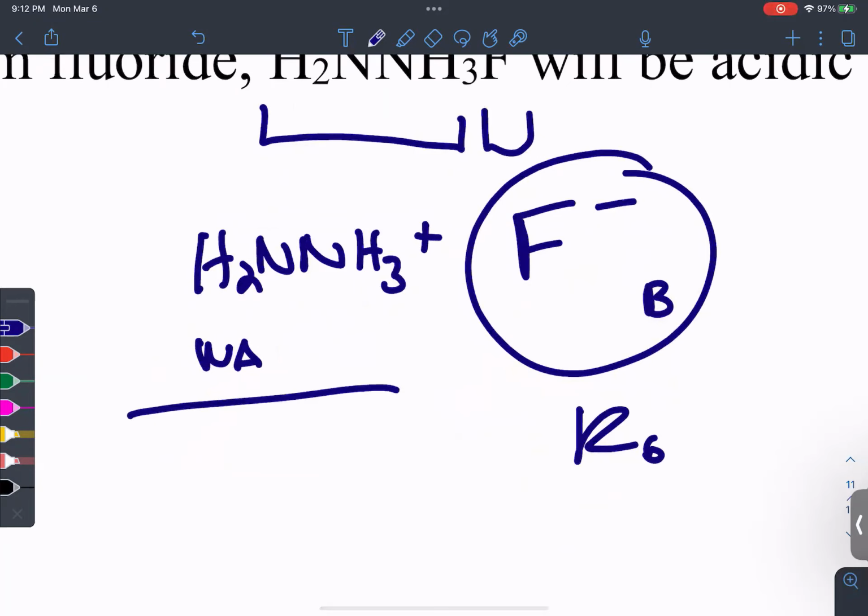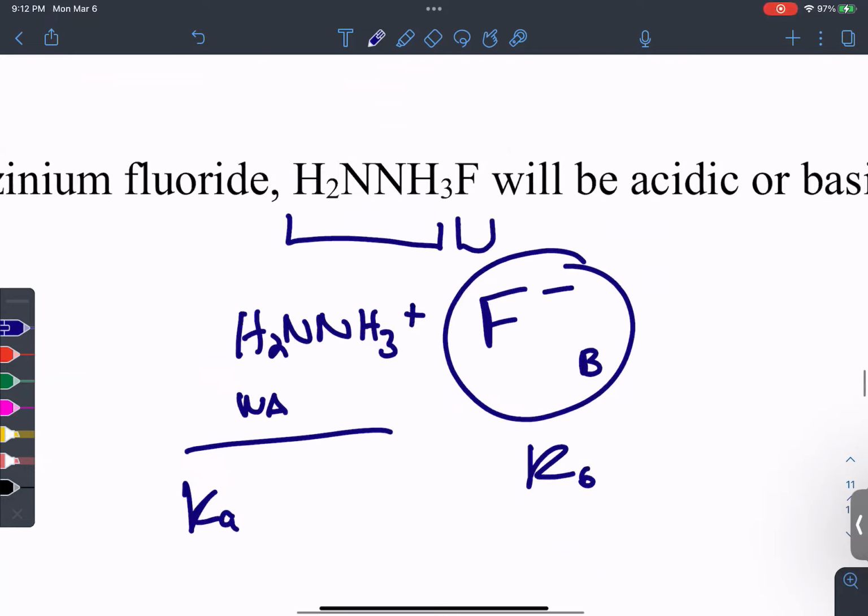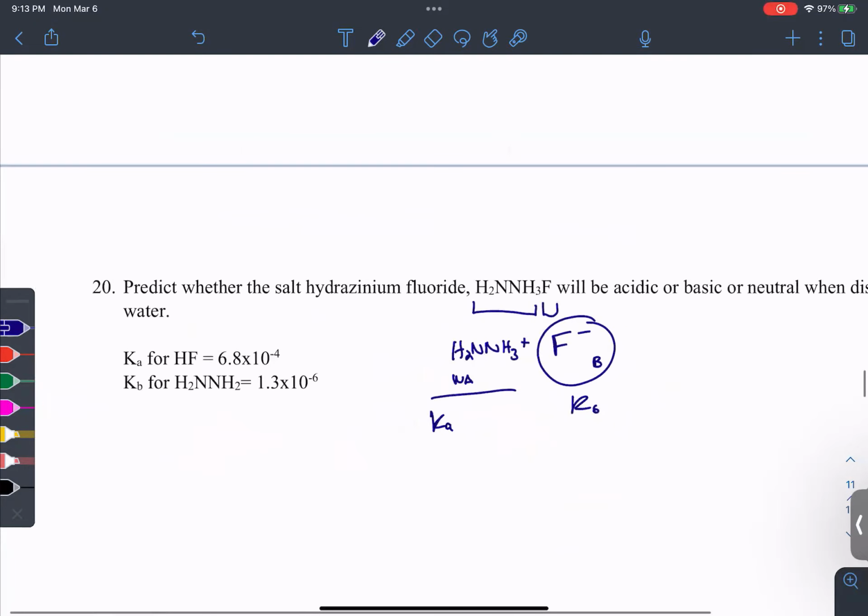If I want to know how hydrazinium behaves, do I look up the Ka value or the Kb value? Ka, yeah, because it's an acid. Cool. All right. Wait, but I didn't give you that. I give you the Ka for HF, but can we get the Kb for F minus? Yes, through Kw over Ka.